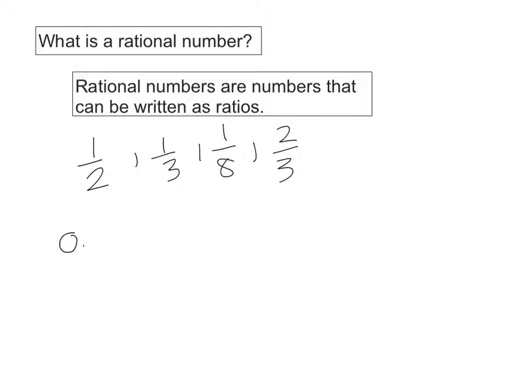The other way that we often see rational numbers is in decimal form. So we would have maybe 0.5, we could have 0.33 repeating, we could have 0.25, and so on. These numbers are all able to be written in a ratio form.